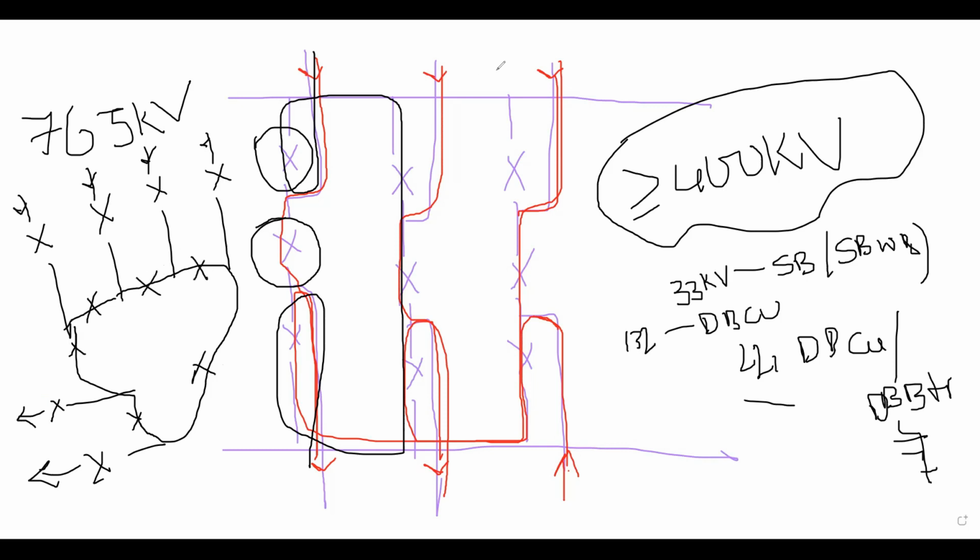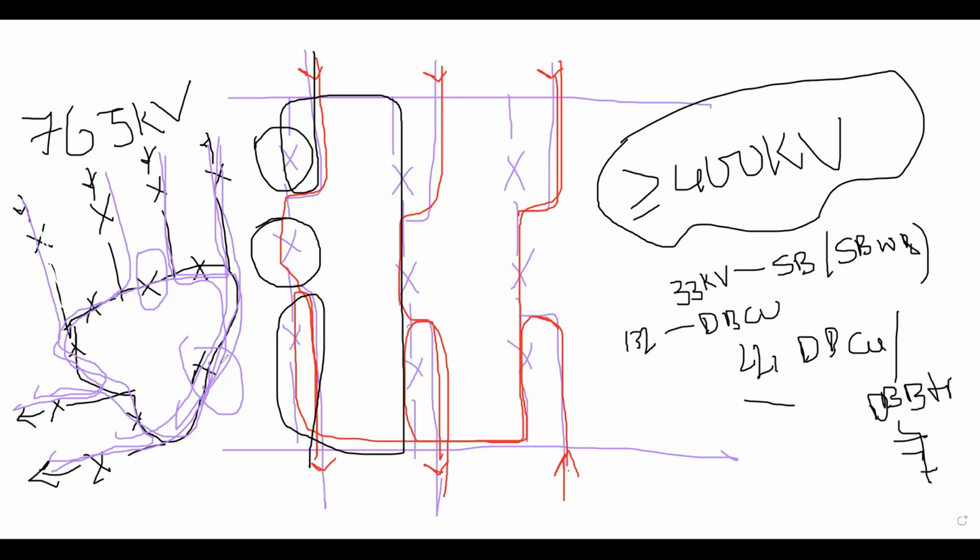Now this power will flow like this. This power will flow like this. This power will flow like this, and this power will flow like this. Suppose this breaker fails, then this power will take this direction and will reach here. Suppose this breaker fails, these 2 lines will come and will come like this. So this is the ring main scheme.